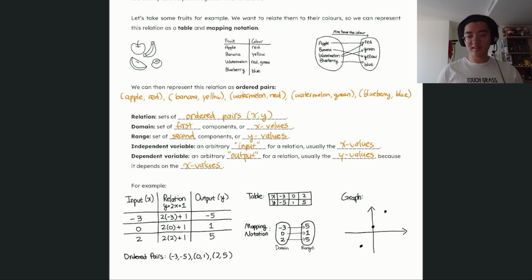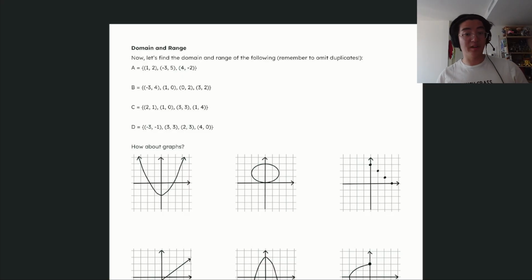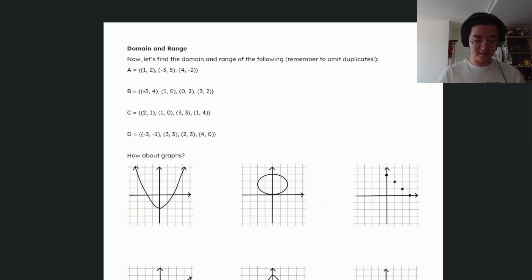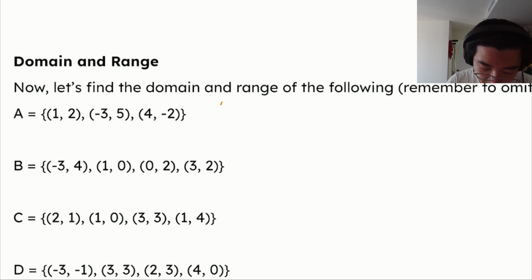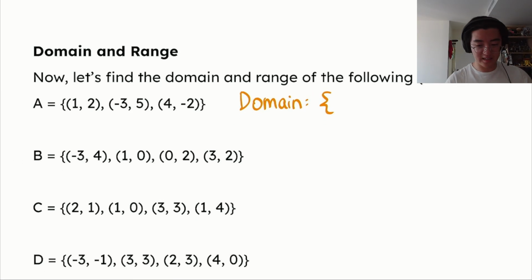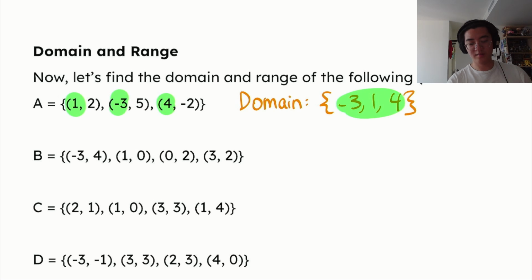Okay, but with that being said, let's practice some domain and range here. Like I said, this is one of the most important parts of graphs. We always want to know the domain and range, just so we know what values we are looking at. So starting off with the first one, the domain here is all the x values. So we have a 1, a -3, and a 4. Generally, we write it in numerical order. So -3 first, 1, and 4. That's the domain.